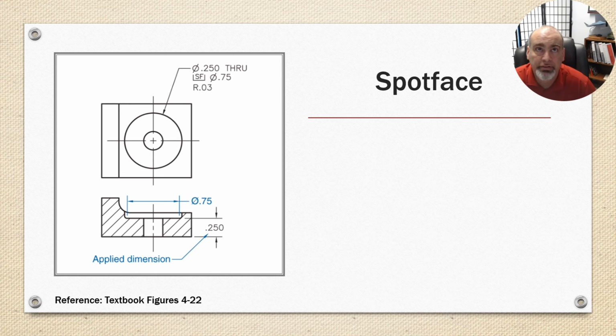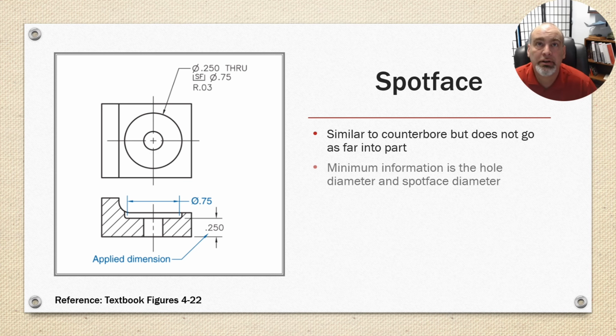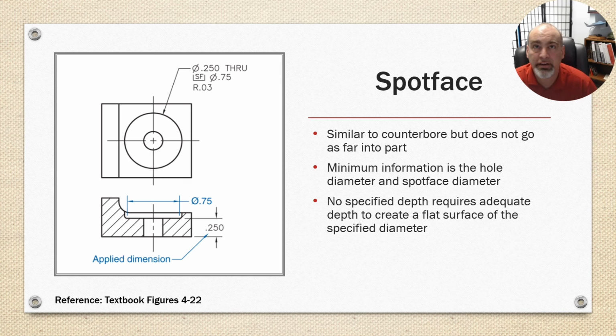Spot face. Similar to a counterbore, but does not go as far into the part, doesn't remove as much material. Its purpose is different. Instead of recessing the head, it's to give a flat spot for a washer to sit. The minimum information is the hole diameter and the spot face diameter. No specified depth requires adequate depth to create a flat of a specified diameter.